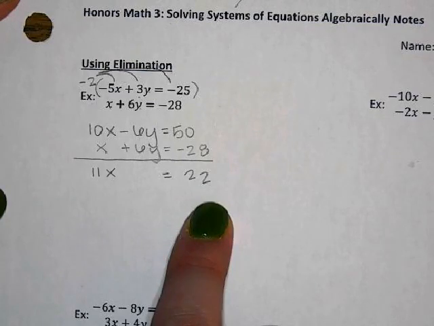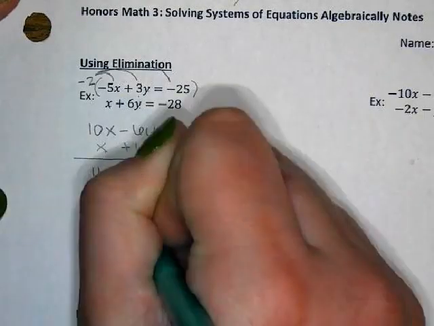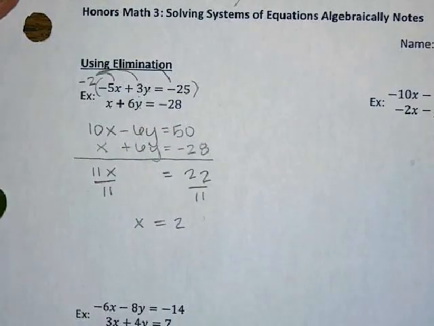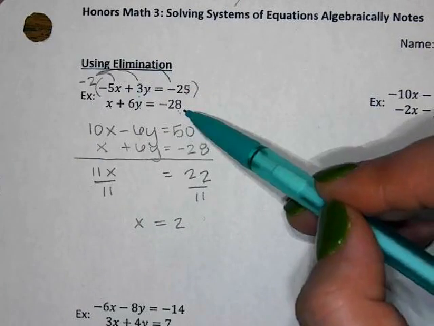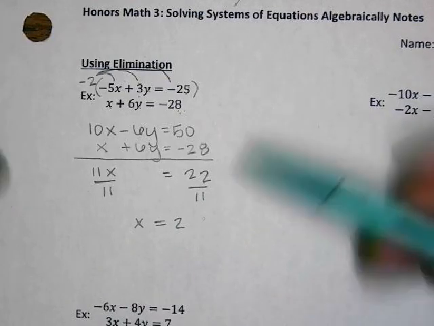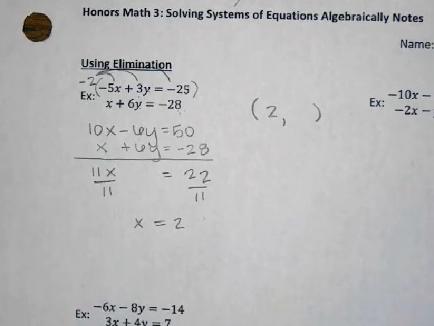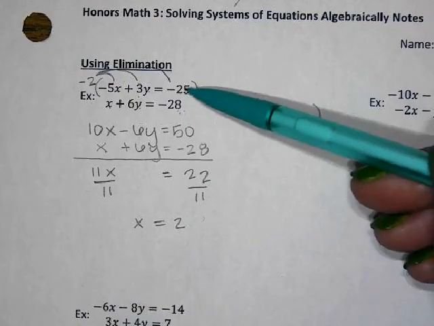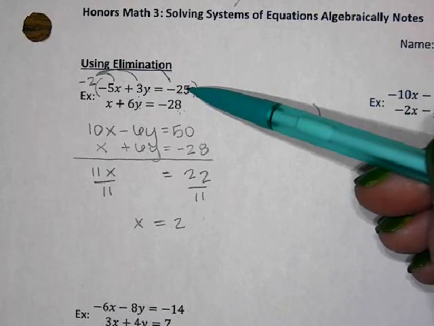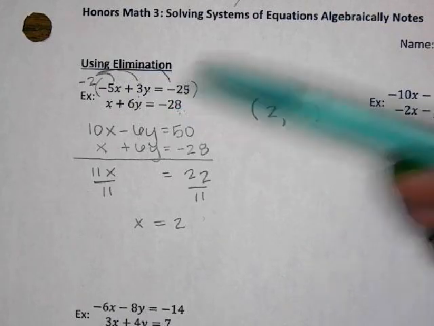What should I do? Divide by 11. x equals 2. Okay? So I know that with these 2 lines that cross each other, the single point where they cross has an x-coordinate of 2. So I know part of my answer, I just don't know the whole thing yet. Now I can take my x-coordinate of 2 and plug it into the first line for x, or plug it into the second line for x and solve for y. It doesn't matter which one I plug it into.